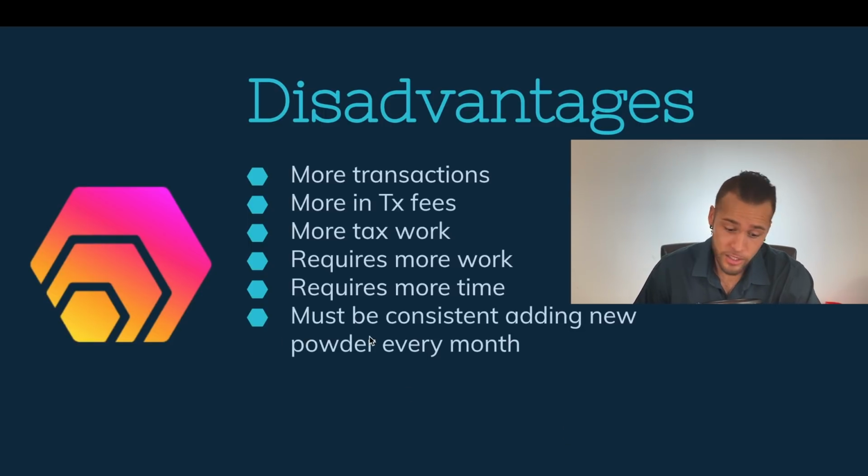And another disadvantage, you've got to be consistent. Right? You've got to add new powder every single month. That is one thing that you need to be consistent about. If that's hard for you, I don't think that's hard. $100 a month? Come on. Anybody can do that. Anybody can go scrounge up $100 a month. Go ask your friends. Go pick up pennies off the sidewalk. I bet if you did that every day, you could probably find $100 in a month. It's not hard. Work a couple extra hours.